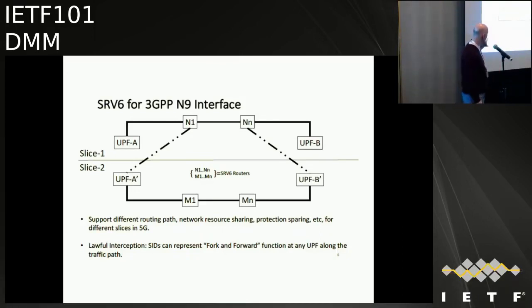Lawful interception and other features that come with 3GPP are important, and I took the example of lawful intercept in this case. The SIDs can represent a simple fork and forward mechanism anywhere along the path, in any of the UPFs along the path, to support this type of lawful interception.